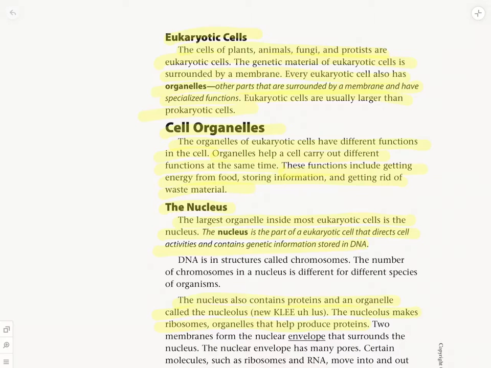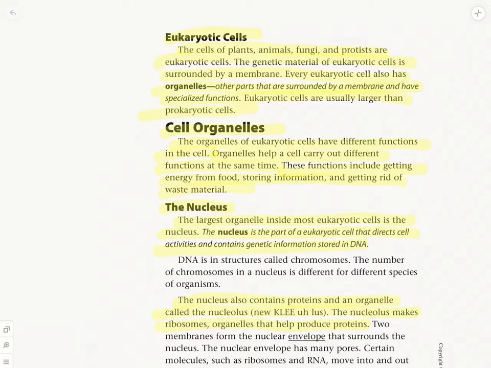The nucleus. The largest organelle inside most eukaryotic cells is the nucleus. The nucleus is the part of a eukaryotic cell that directs cell activities and contains genetic information stored in DNA. DNA is in structures called chromosomes. The number of chromosomes in a nucleus is different for different species of organisms. The nucleus also contains proteins and an organelle called the nucleolus. The nucleolus makes ribosomes, organelles that help produce proteins.